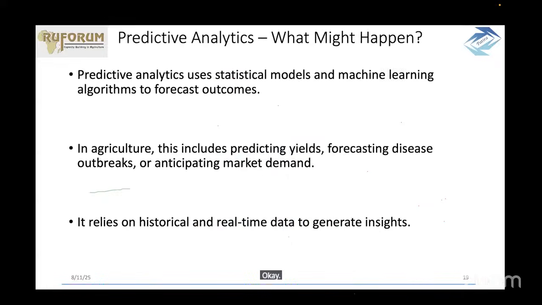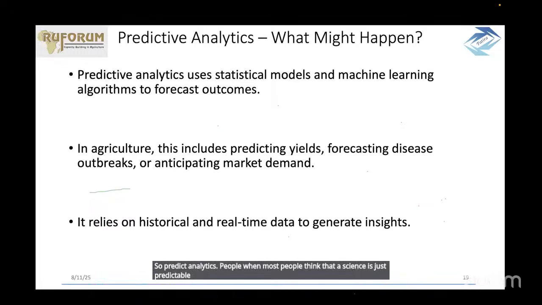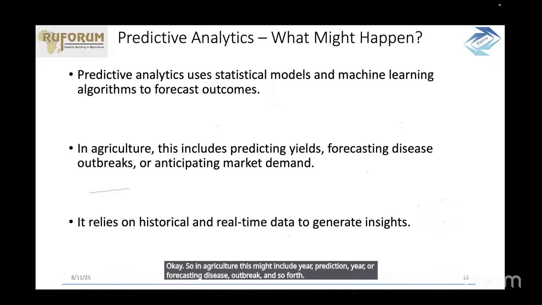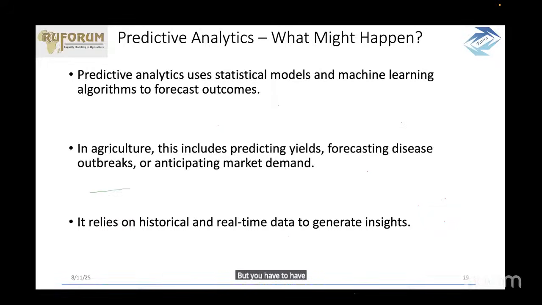Okay. The next is predictive analytics. Most people think data science is just predictive analytics, but data science covers all four. Predictive analytics asks what might happen. It uses statistical models and machine learning to forecast outcomes. In agriculture, this might include predicting yield or forecasting disease outbreaks. But you have to have information starting from descriptive and diagnostic in order to do this. It relies on historical and real-time data to generate insights.